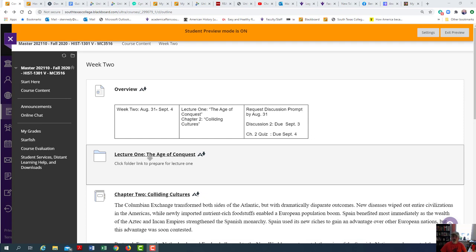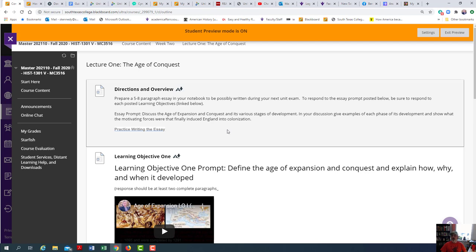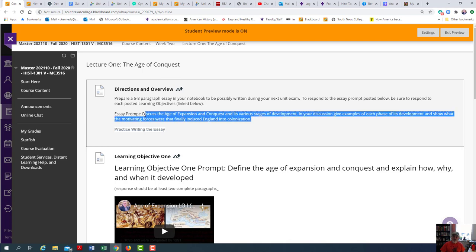So to prepare for it ahead of time, you go to where the lecture is located, right? And what you're going to see at the top of the window is basically directions. It's indicating that you're preparing a 5 to 8 paragraph essay based on the learning objectives, right? And so the overall essay prompt for this lecture is the one that's highlighted there, right?